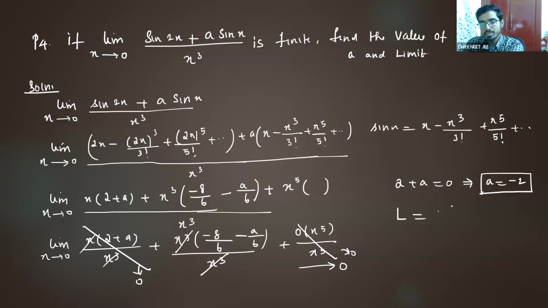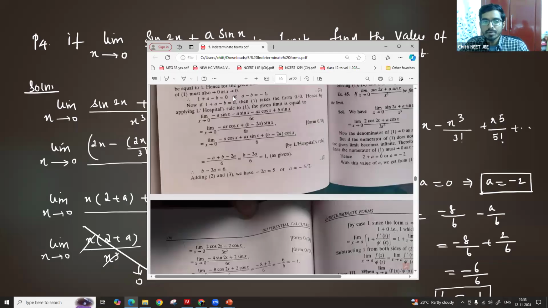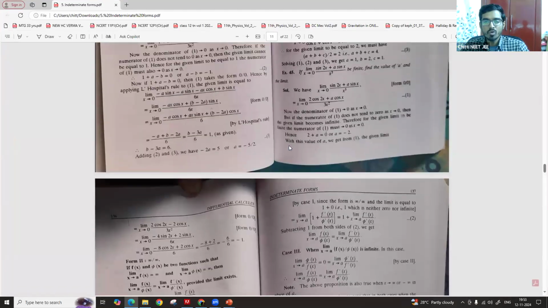So this term has to be the limiting value, because the others get cancelled. So the limit value is minus 8 by 6 minus a by 6. We know a is minus 2, so it is plus 2 by 6. So minus 8 plus 2, that is minus 6 by 6. So the limit is minus 1, and the a value is minus 2. You can see in the book they did everything using L'Hopital's rule.